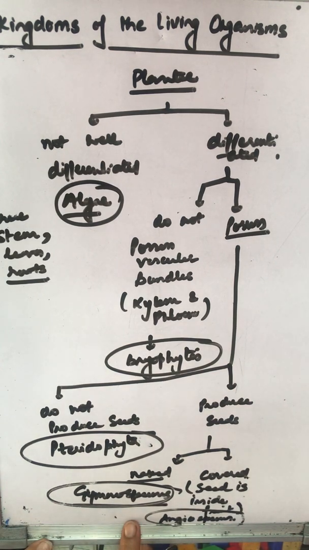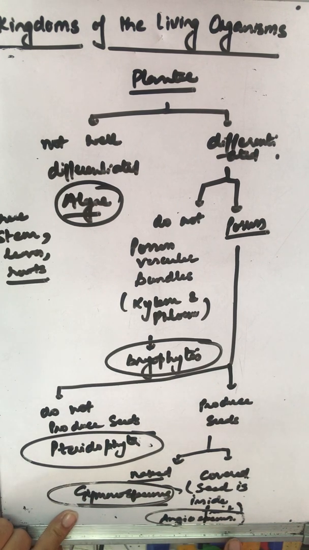Gymnosperms are the ones which produce naked ovules. Naked ovules means the ovules are not enclosed within the ovary. There is no structure outside. When fertilization takes place, ovules develop into seeds and the mature seeds are not enclosed within fruits. They do not have flowers. And angiosperms are the only gifted ones which bear flowers. They include those vascular plants in which ovules are protected inside the ovaries. After fertilization, the ovule will develop into a seed and the fruits are formed.